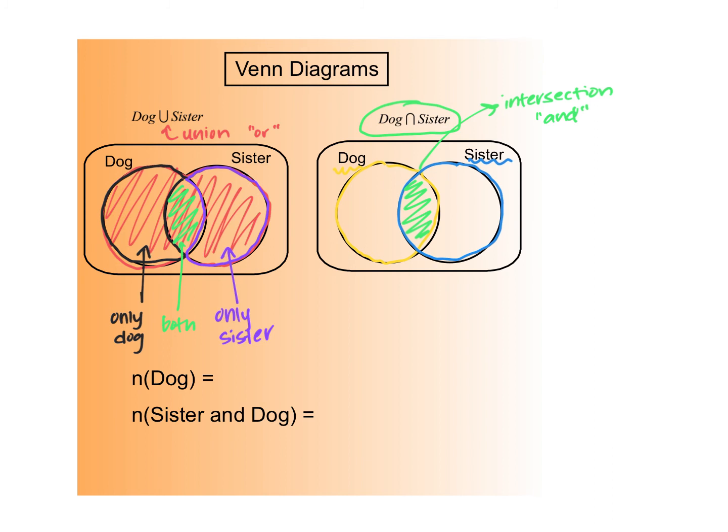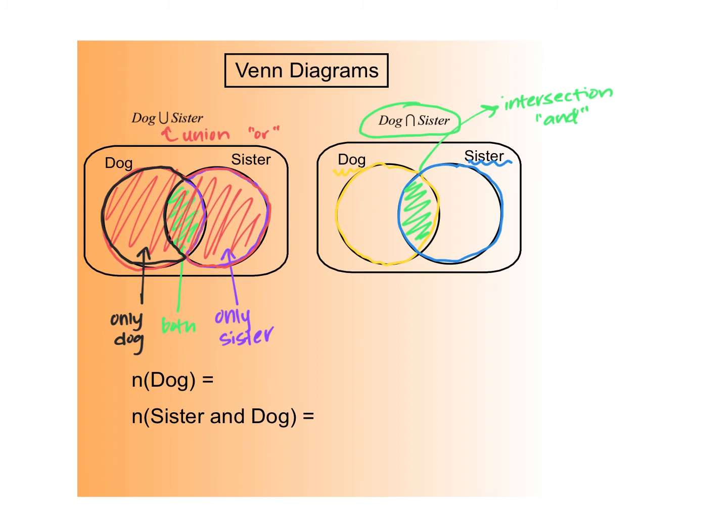Inside of the Venn diagram, we can label or name the people themselves, or we can list the number of people. So let's say there are 30 people that we've surveyed, and there are 11 people in this intersection. 11 people have both a dog and a sister. Let's say there are 7 people who have a dog but not a sister, and there are 9 people who have a sister but not a dog.